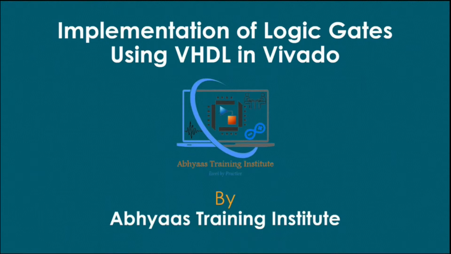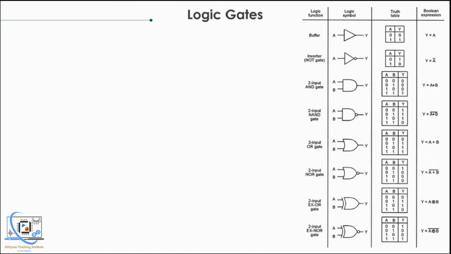In this video, we'll show how to write VHDL code for logic gates, how to synthesize it, how to simulate it. Then we'll see how to implement it on an FPGA board. So these are the logic symbol, truth table and Boolean expression for all the logic gates like buffer, NOT gate, AND gate, NAND gate, OR, NOR, XOR and XNOR gates. How to implement these gates on an FPGA board we will see in this video. So let's start with the design part.